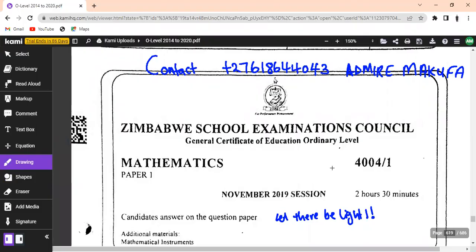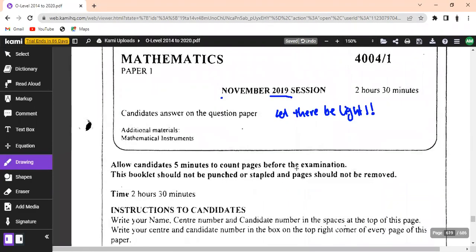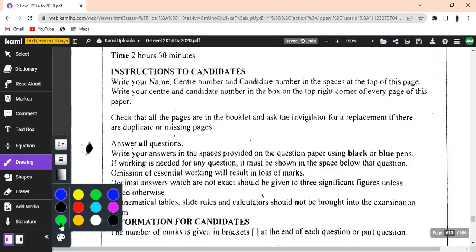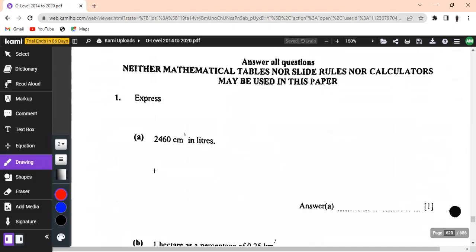So we are given this question paper, which is from November 2019. This is what we shall focus on. As you can note, guys, it's a 2-hour 30 minutes paper, Paper 1. So we shall quickly rush through this paper and see what we are going to have. Not wasting much of your time, guys, let us quickly rush through the paper and see what you're given.